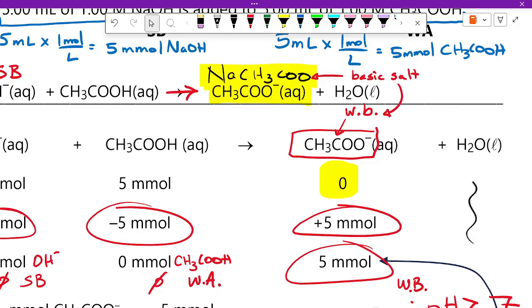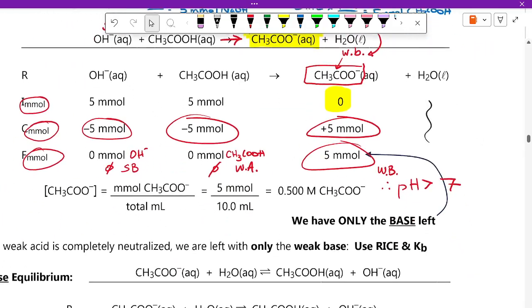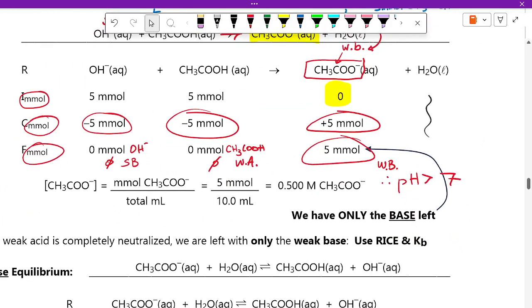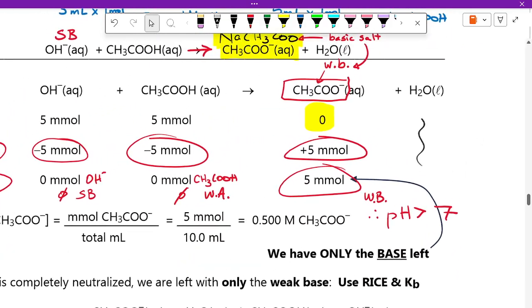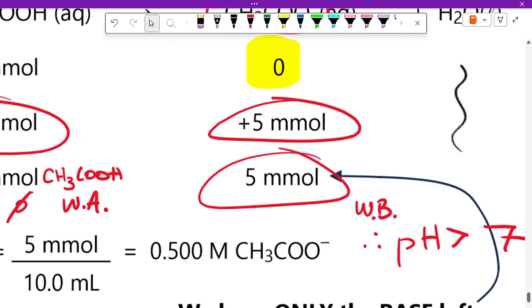And now let's apply this to that. Oh my God, okay. All right, so we have only base left. And if we have only base, what should we do with our base to figure out the actual pH? If we have a weak base, we should use a RICE table and Kb.